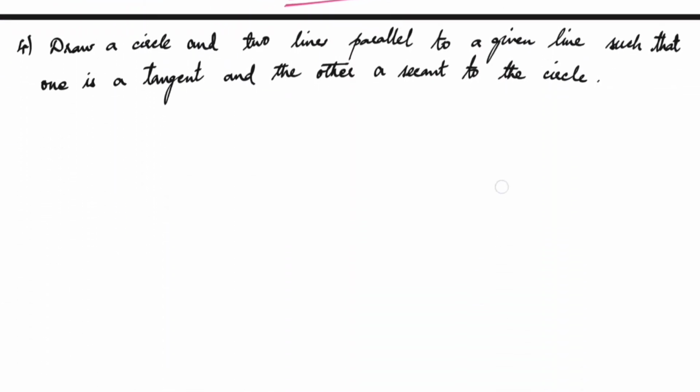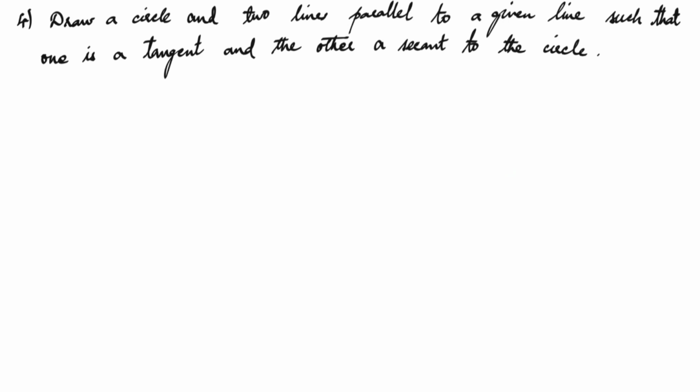Now let us see the fourth question. Draw a circle and 2 lines parallel to the given line such that one is a tangent, the other is a secant to the circle. Let's draw the circle and a line. Let the line be L. We have to draw 2 lines such that one is a tangent.